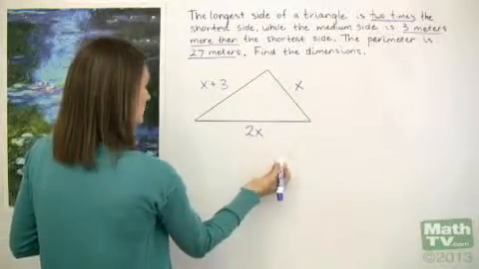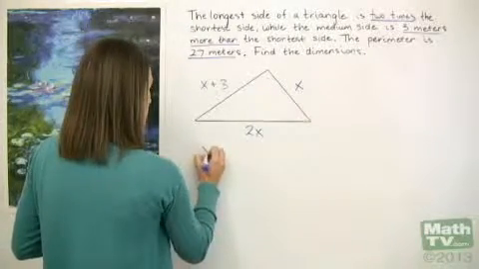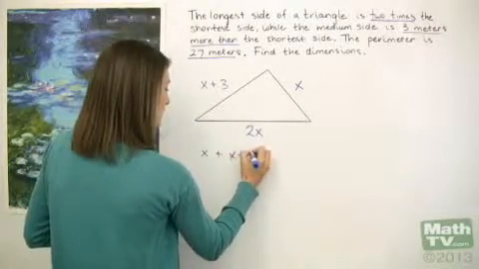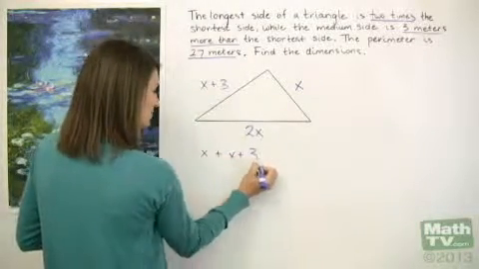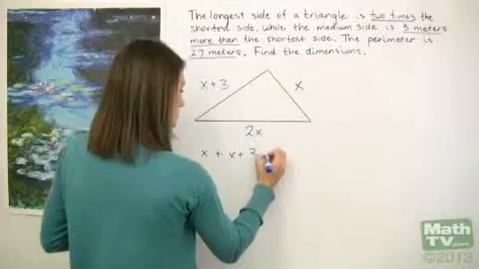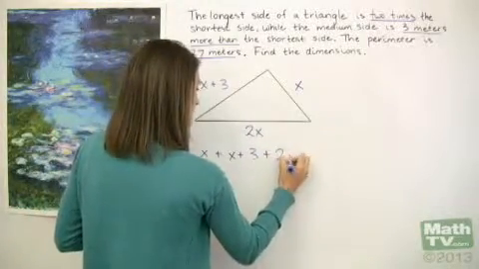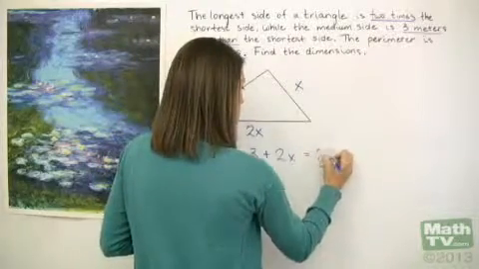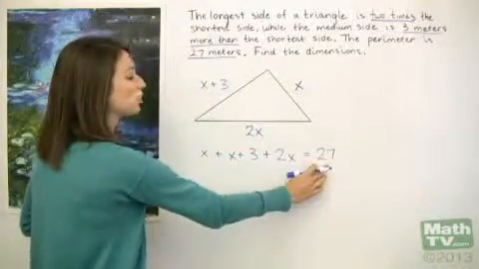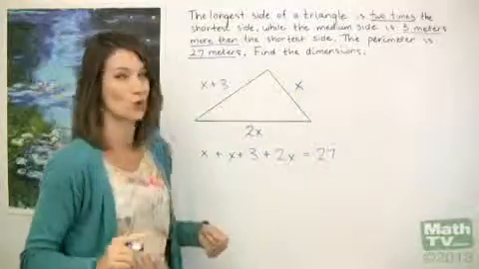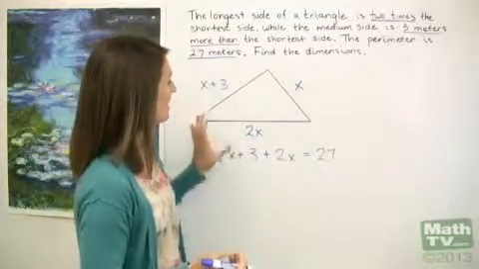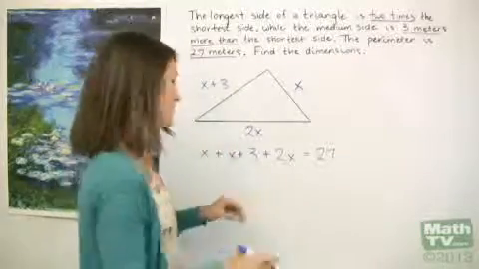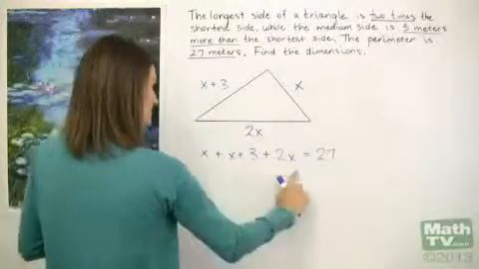So our equation is going to be our shortest side plus our medium side. So we have x plus 3 plus our longest side, which is 2x. And all of this is equal to 27 to represent 27 meters for our total perimeter. So now the next step, which is our fourth step of our blueprint, is to solve this equation.